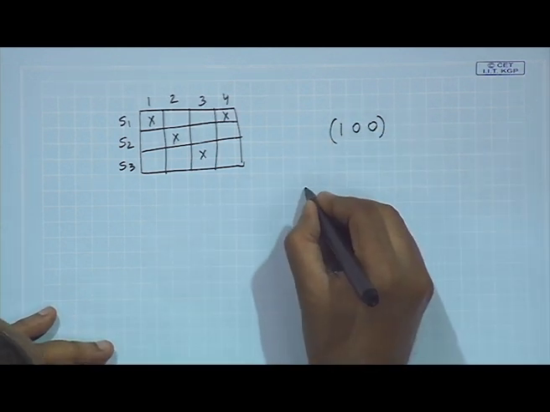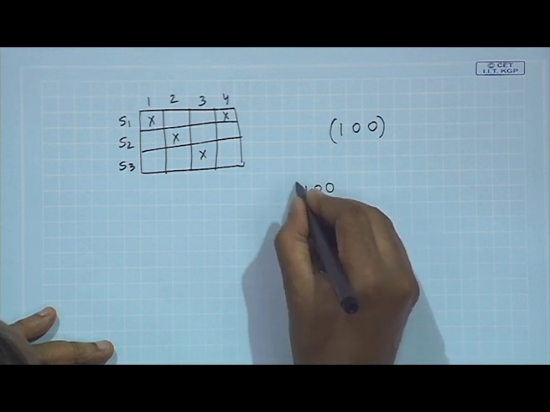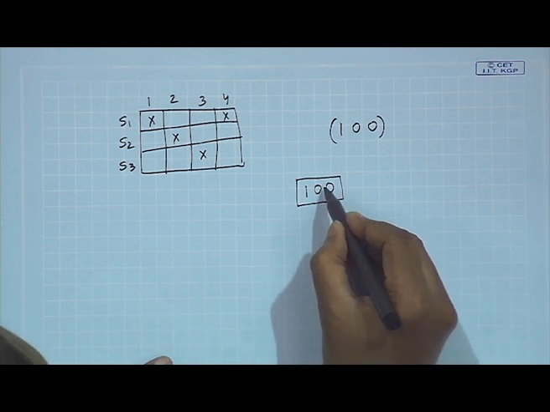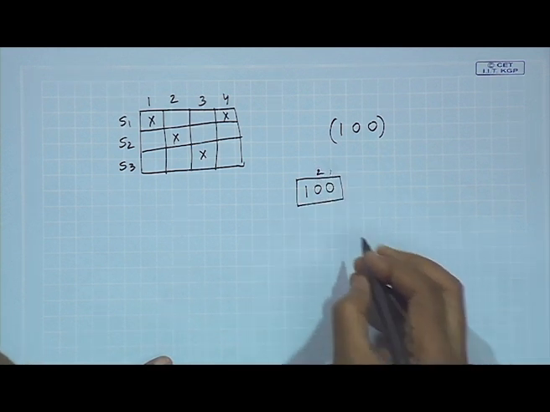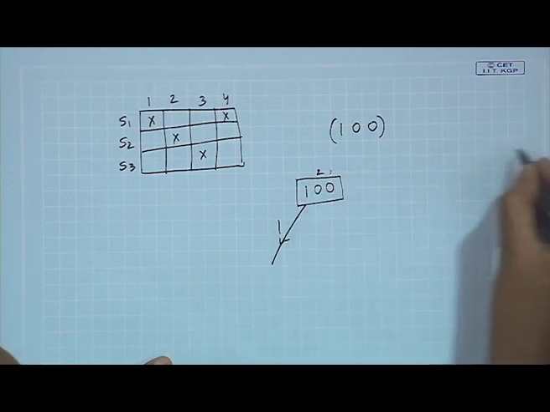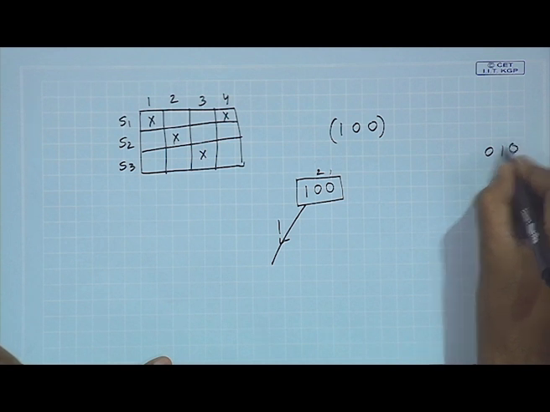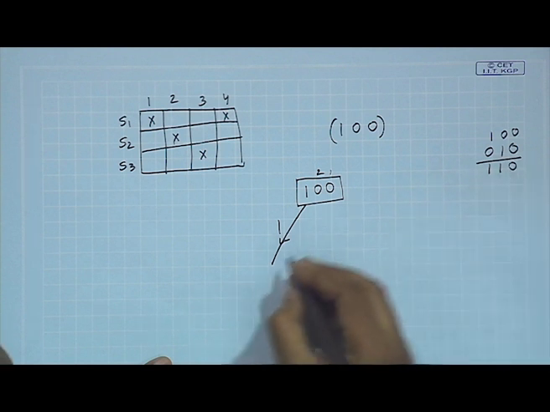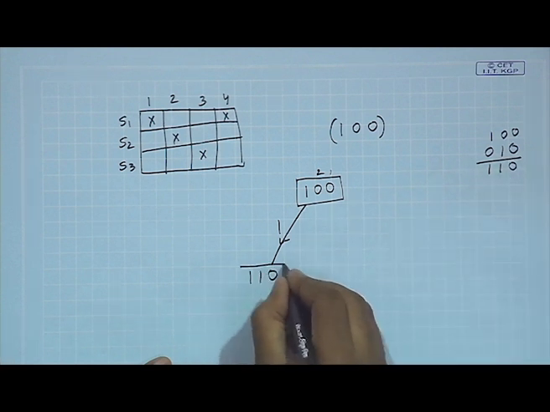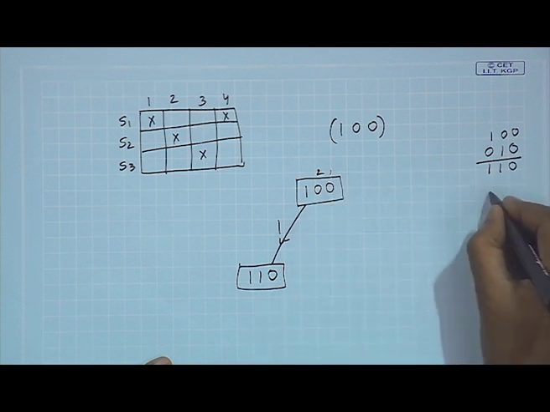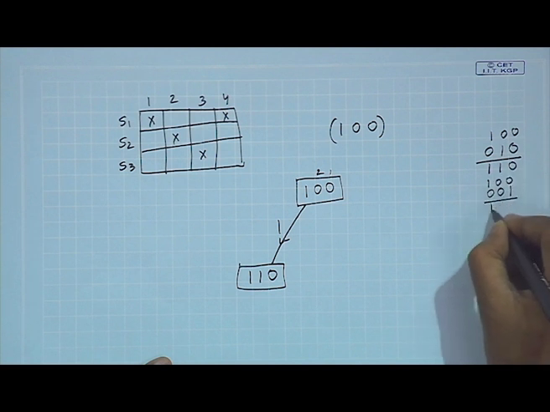If I draw the state transition diagram now, this will be my initial state. Now, I can shift it by either 1 or 2, 1 is possible, 2 is possible. If I shift it by 1, I shift it right by 1 position, it will be 0 1 0. I OR it with the original collision vector, I get 1 1 0. So, my new state will be 1 1 0. If I shift it by 2 positions, it will be 0 0 1. Again, if I OR it with the original collision vector, I get 1 0 1.